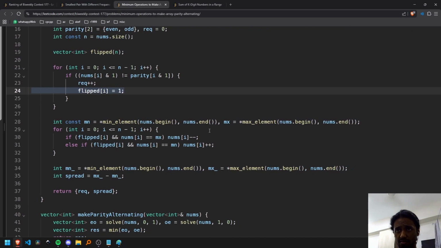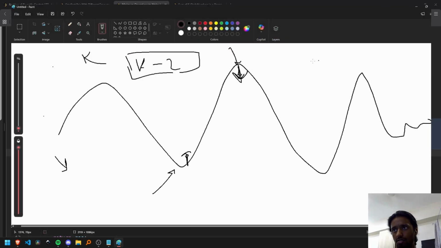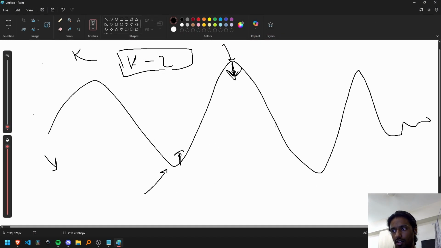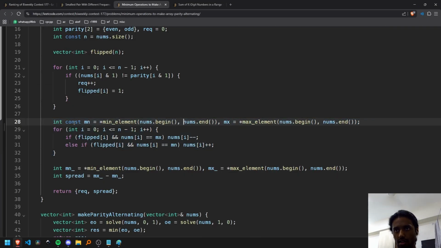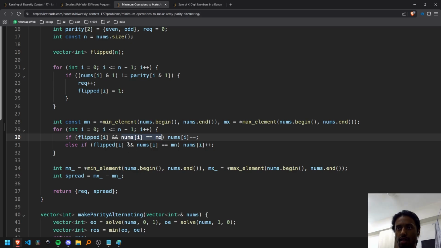So now my idea is to try to do what I described here. I would try to lower the maximum value and increase the minimum value, right? So I got the minimum and maximum value in the array, and if the current value was flipped and it was the maximum, then I'll try to decrease it, since it will bring it closer. Because since we are doing +1 and -1, both of these are guaranteed to flip the parity. And since I have a maximum value and I want to bring it down anyway to reduce the spread, I'll just decrease it.